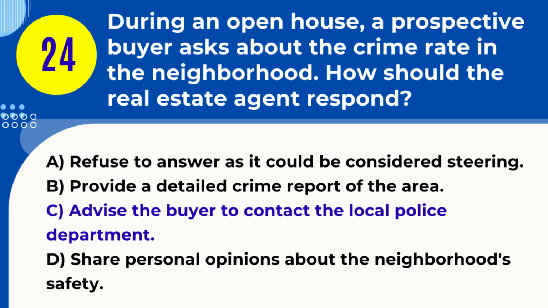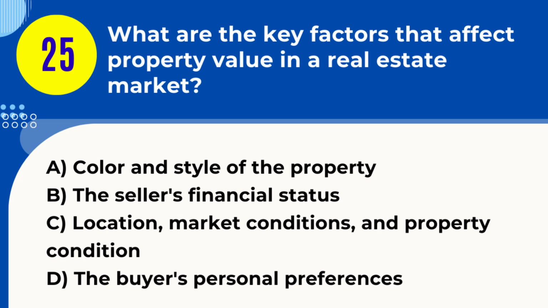Answer: C. Advise the buyer to contact the local police department. Explanation: agents should avoid giving subjective information about a neighborhood. Directing the buyer to the police or other sources for crime statistics is appropriate. Question 25. What are the key factors that affect property value in a real estate market? A. Color and style of the property. B. The seller's financial status. C. Location, market conditions, and property condition. D. The buyer's personal preferences.